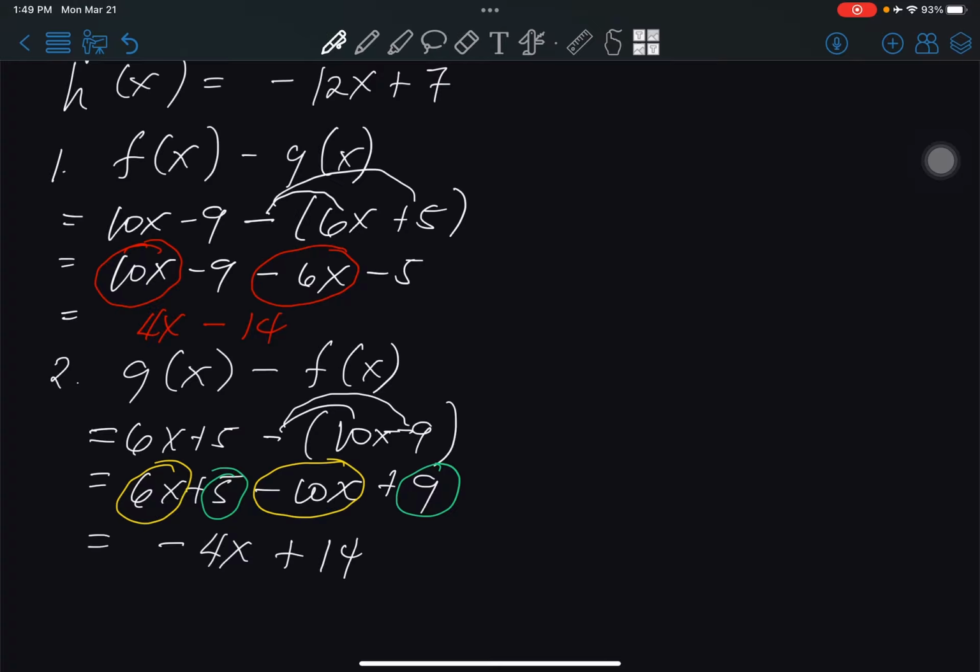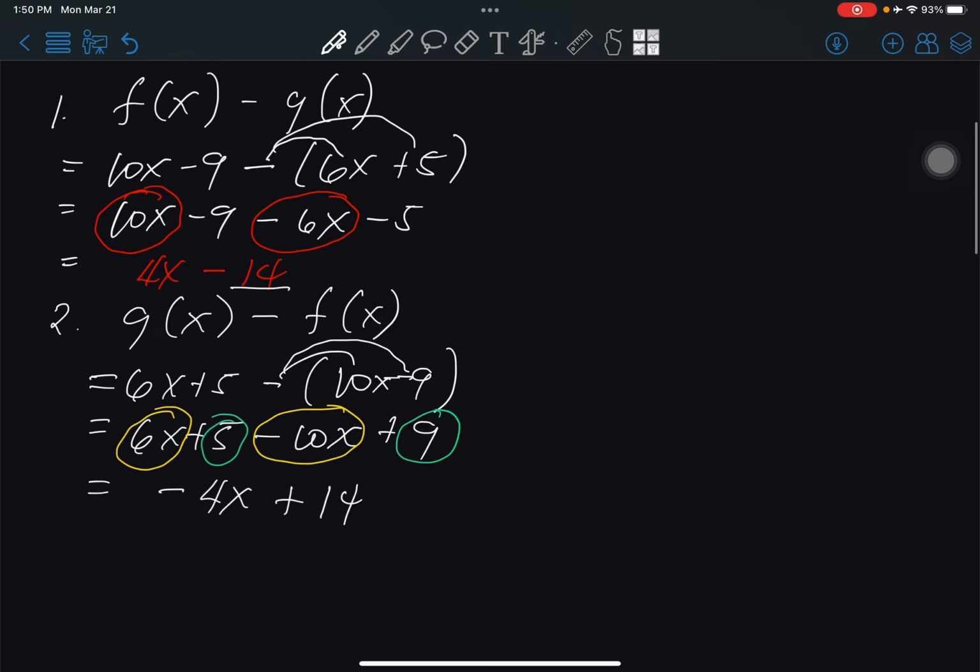As you can see, the signs are simply changed. From our first example, we have 4x. In our second example, now it became minus 4x. Then in our first example, your constant sign here is minus 14. Then here it turned out to become positive. So they are not the same in terms of the sign. They are not totally the same.